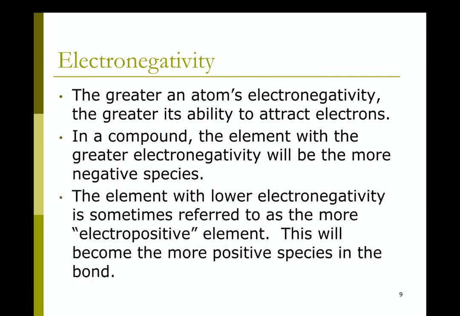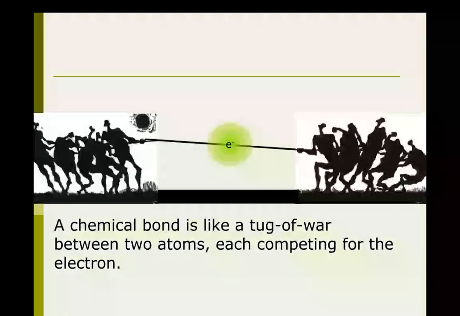So in general, think of the system of electronegativity as like a tug of war between two atoms. The greater the ability to attract electrons, the greater the electronegativity. And the one that has a greater electronegativity in a pair will usually be the more negative species, while the one that has lower electronegativity will be the more positive. There's the tug of war analogy for you.